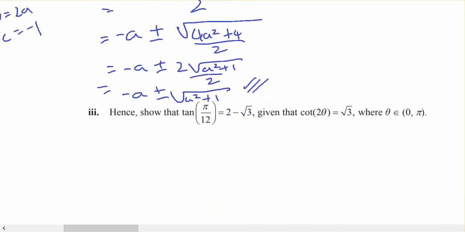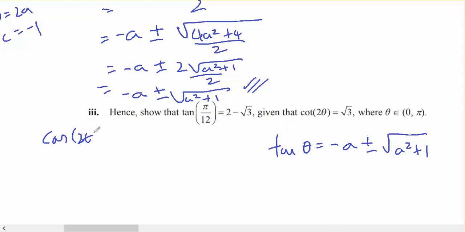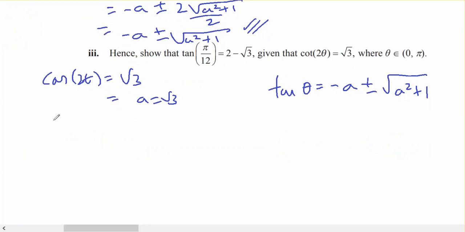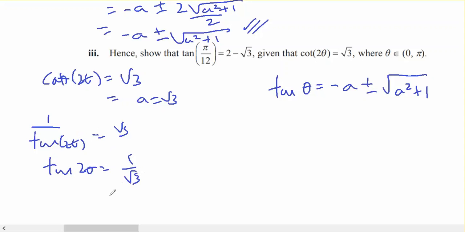Hence, show that. Okay, I know from above that the tan of theta is equal to minus a plus or minus the square root of a squared plus 1. And I know the cot of 2 theta equals root 3, therefore a equals root 3. And if I had the cot of 2 theta, 1 on the tan of 2 theta equals root 3. So the tan of 2 theta equals 1 on root 3. 2 theta will equal pi on 6. Therefore, theta equals pi on 12.